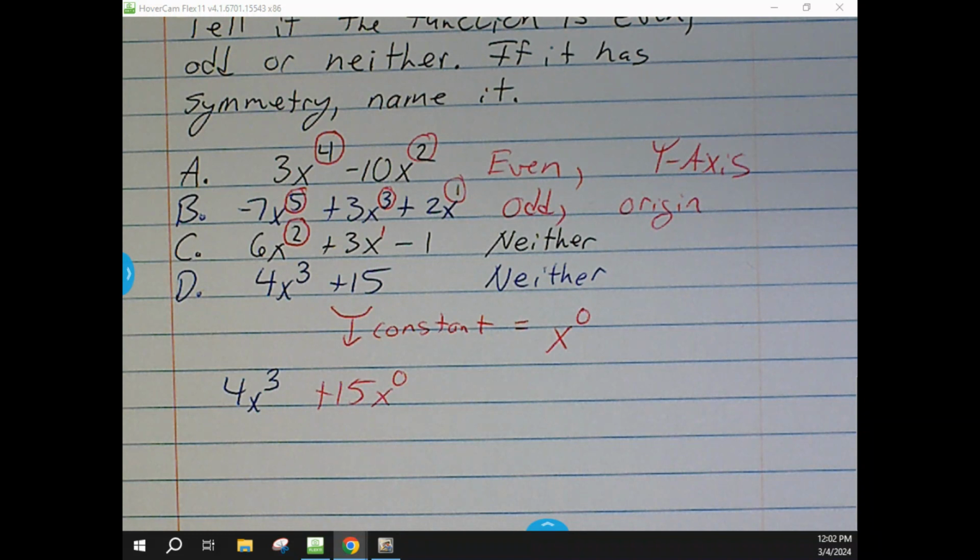Okay, so if you've got a constant, just remember that when you see that one, you still got to think that it's x to the 0 power. And then that way you can kind of check the exponents from there. That's the only thing you got to be careful of. It's a little bit tricky as you go through this.